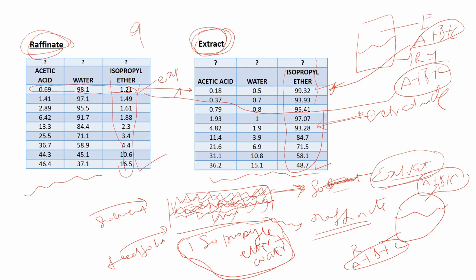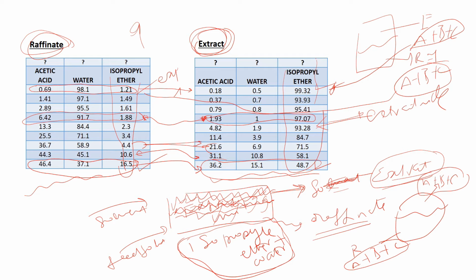And just assume we did 9 experiments. This is just the 9th experiment. This is the composition of your A plus B plus C in the extract side, and this is the composition of your A plus B plus C on the raffinate side. These 2 values are from one experiment, and so are this one and this one. I have to use the word experiment because if not you will lose track.